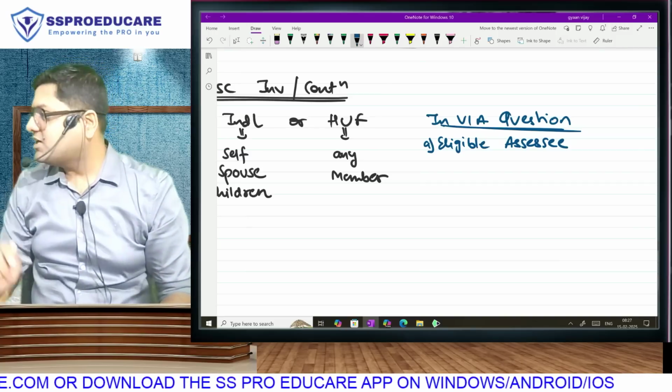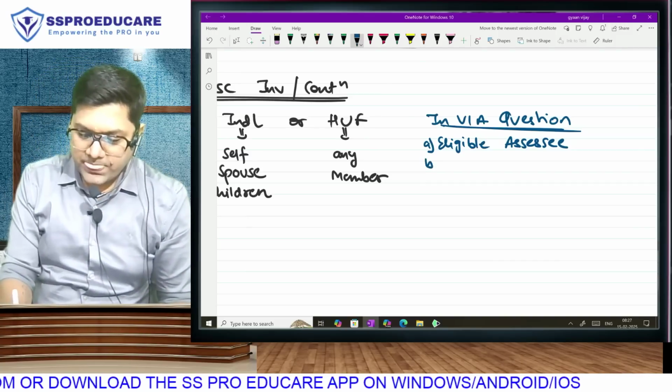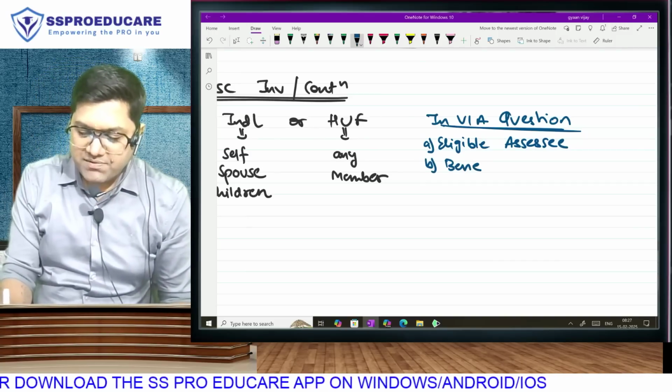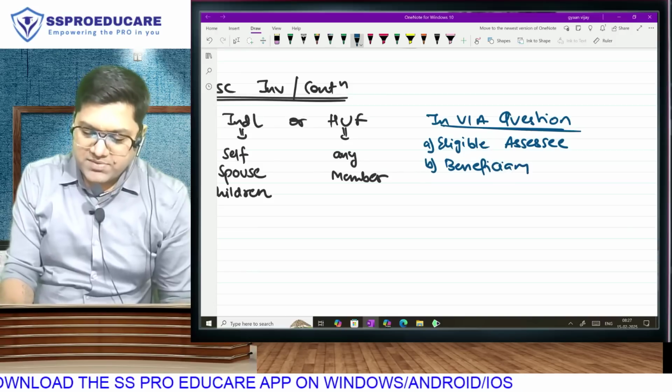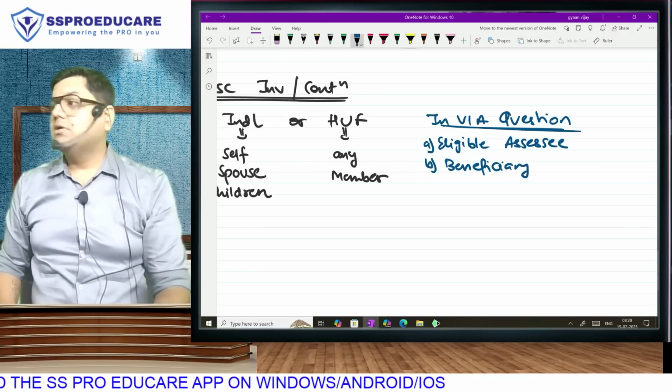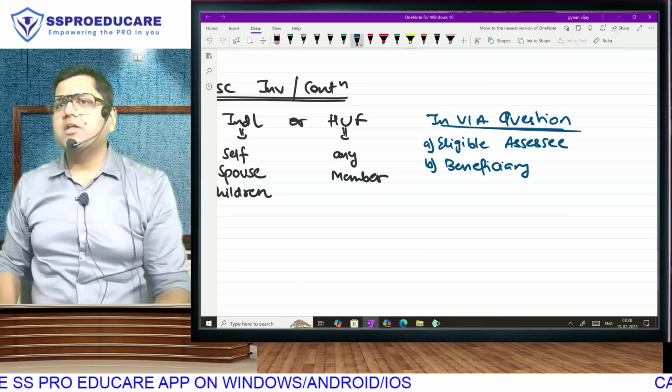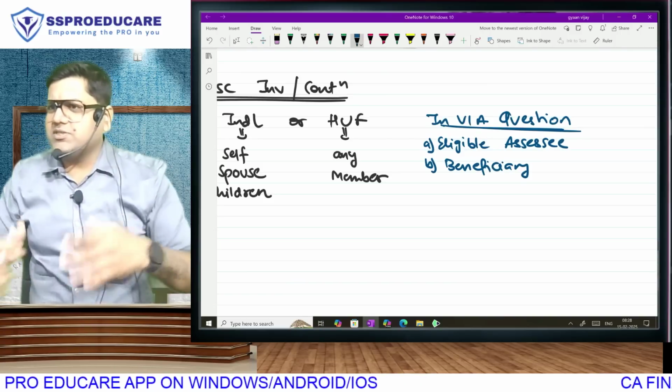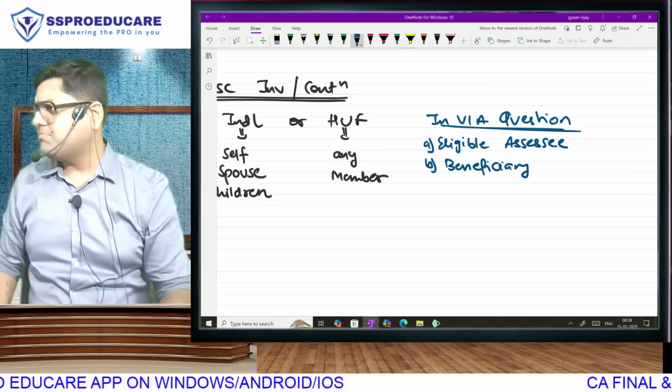Who is the assessee covered in that section? Second, who is the beneficiary covered in that section? Beneficiary means, for example, here it is self, spouse, children. For HUF, it is any member. Wherever HUF comes, it is at least good that it says any member.